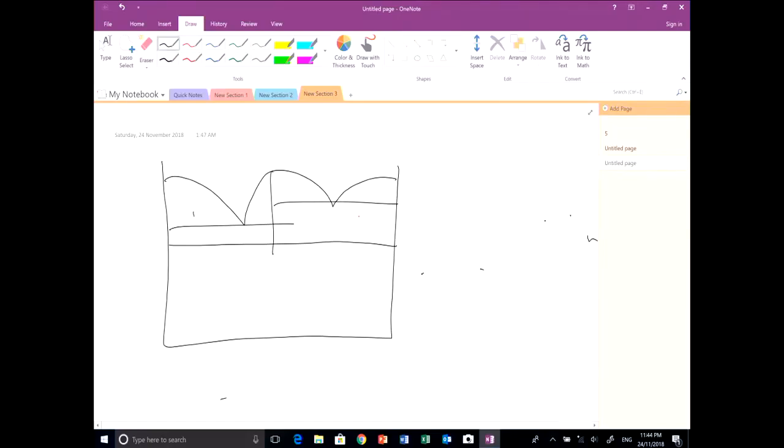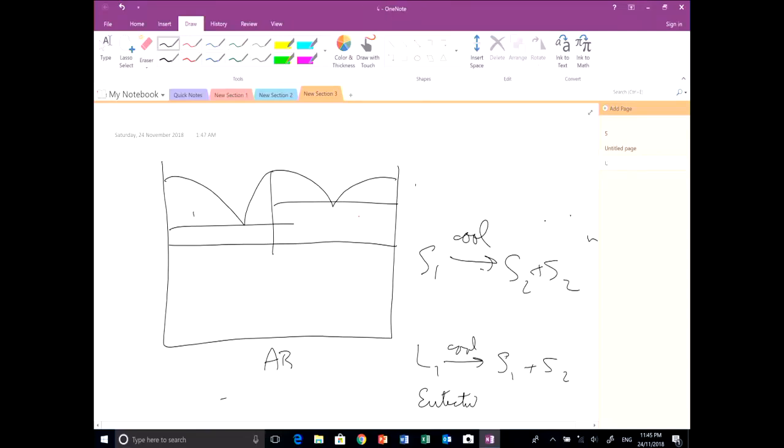Here's another phase diagram, and AB is solid 1 upon cooling goes to solid 2 plus solid 3. And as you know, a eutectic is upon cooling, liquid 1 goes to solid 1 plus solid 2. So this is a eutectic, and this is a eutectoid. Okay? Totally logical. Yeah. It's just the way people chose to do this.